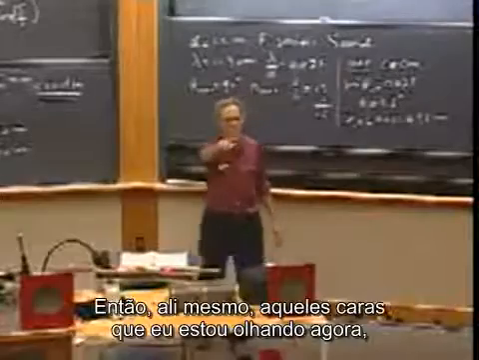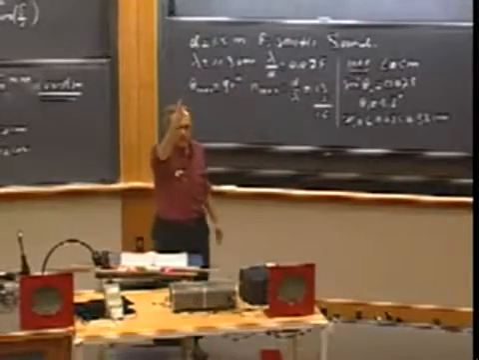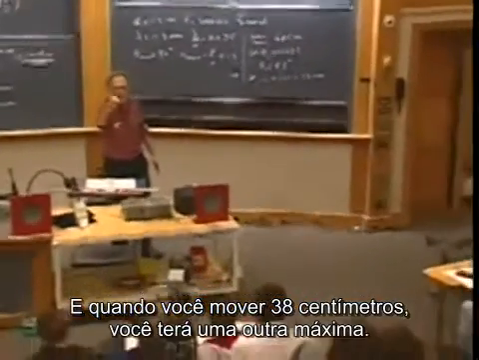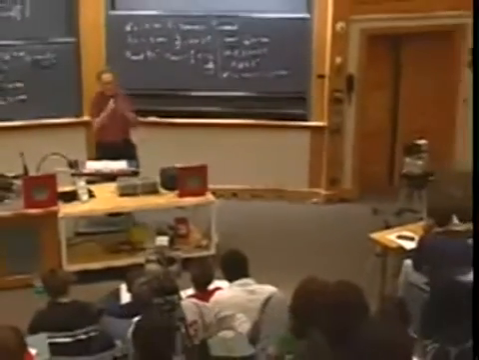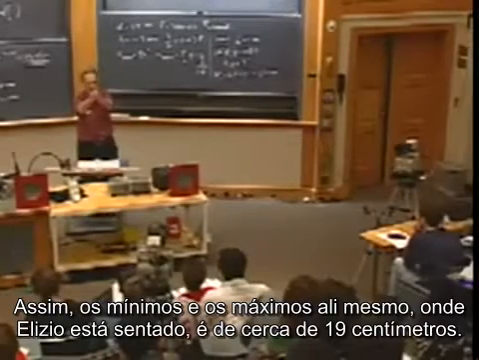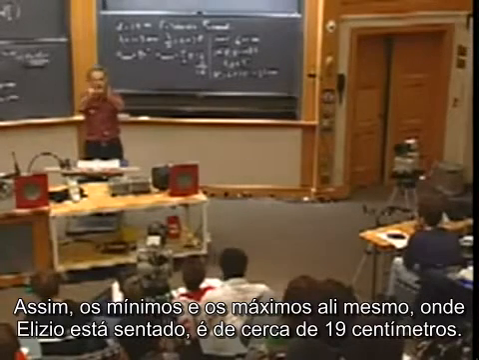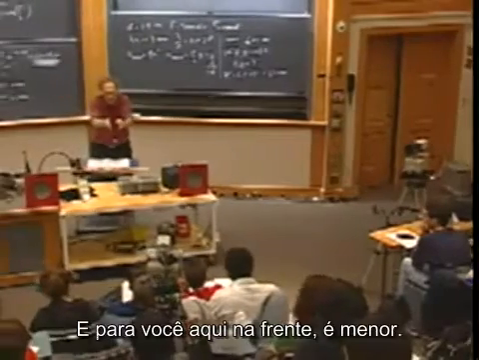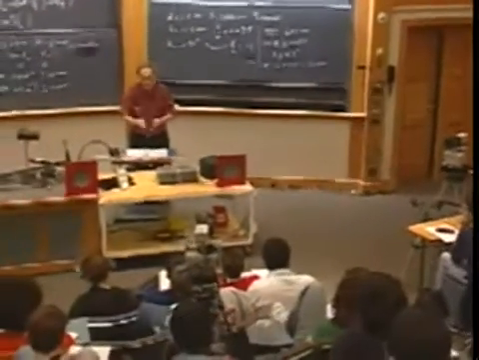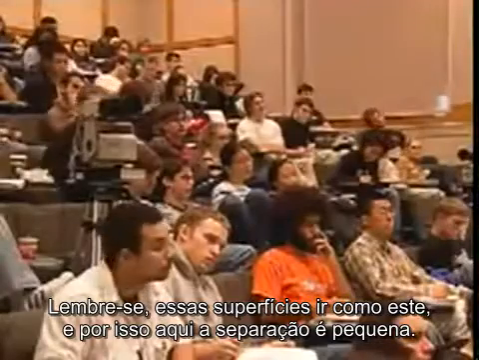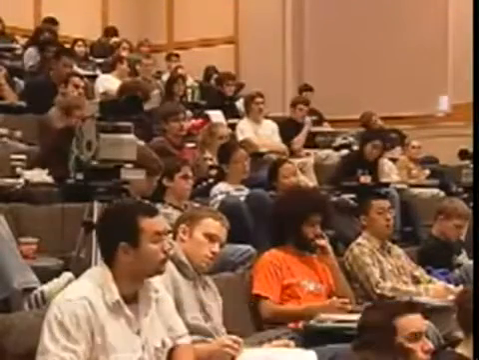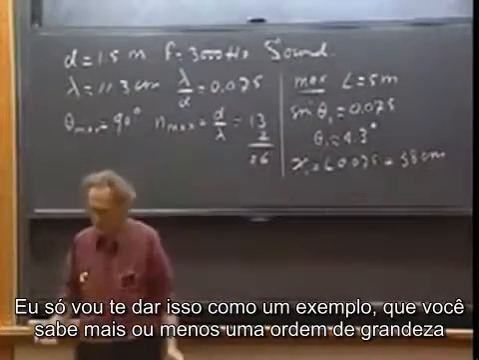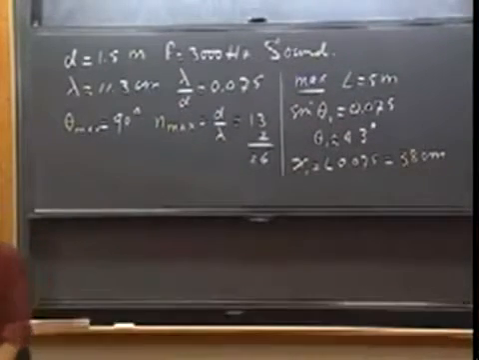So right there, those guys that I'm looking at now, you will have a maximum sound here, and when you move 38 centimeters, you will have another maximum, and there is a minimum in between. So the minima and the maxima right there, where Eliseo is sitting, is about 19 centimeters. Now for you there in the back, it is larger. And for you here in front, it is smaller. Because remember, those surfaces go like this, and so here the separation is smaller. I just give you this as an example, so that you know roughly an order of magnitude of what you are looking for.